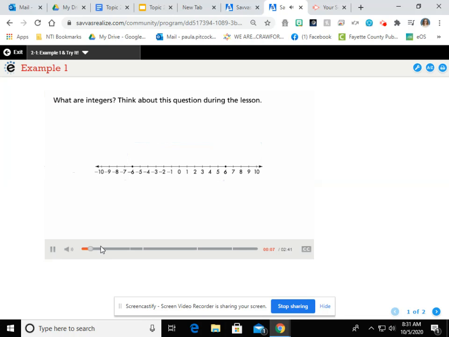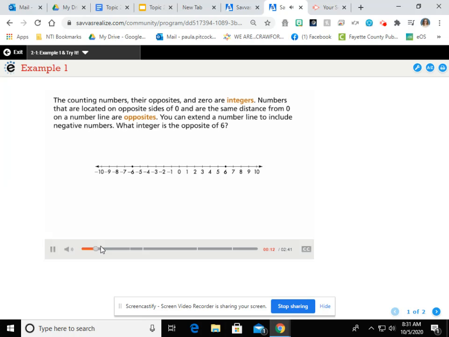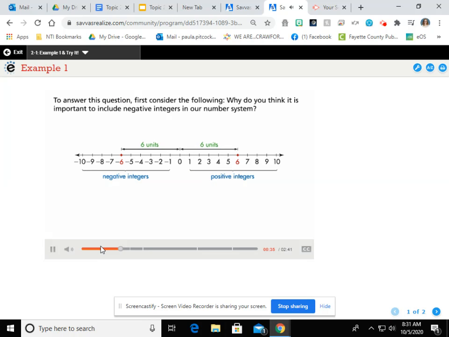What are integers? Think about this question during the lesson. The counting numbers, their opposites, and 0 are integers. Numbers that are located on opposite sides of 0 and are the same distance from 0 on a number line are opposites. You can extend a number line to include negative numbers. What integer is the opposite of 6? To answer this question, first consider the following. Why do you think it is important to include negative integers in our number system?